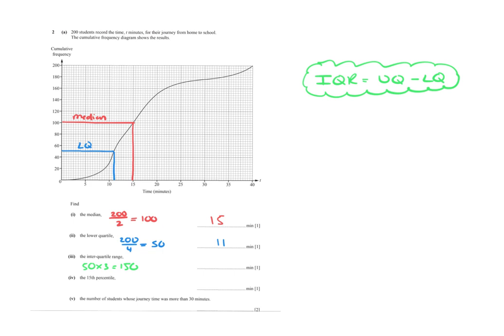So I'm going to draw that line and find that first. So my upper quartile is at 20, and I know that my lower quartile is at 11. So my interquartile range is going to be equal to 20 minus 11, which is equal to 9.